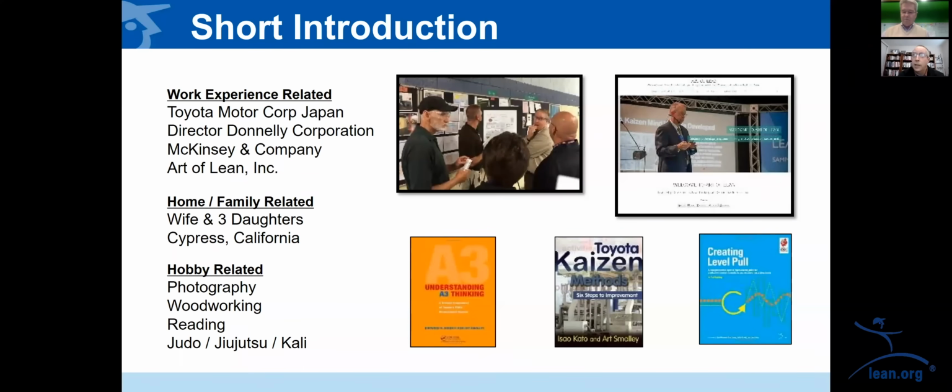Okay, thank you, Chet. You covered my introduction for me, so I'll go ahead and skip over that. Just other fun stuff you might want to know or might not care about. Speaking to you from Cypress, California today. Married, got 3 wonderful kids. I got a variety of hobbies in addition to lean. I like to do photography, woodworking, reading, and I'm an active practitioner, even at the ripe young age of 53, of judo, jiu-jitsu, and a Filipino martial art called Kali.